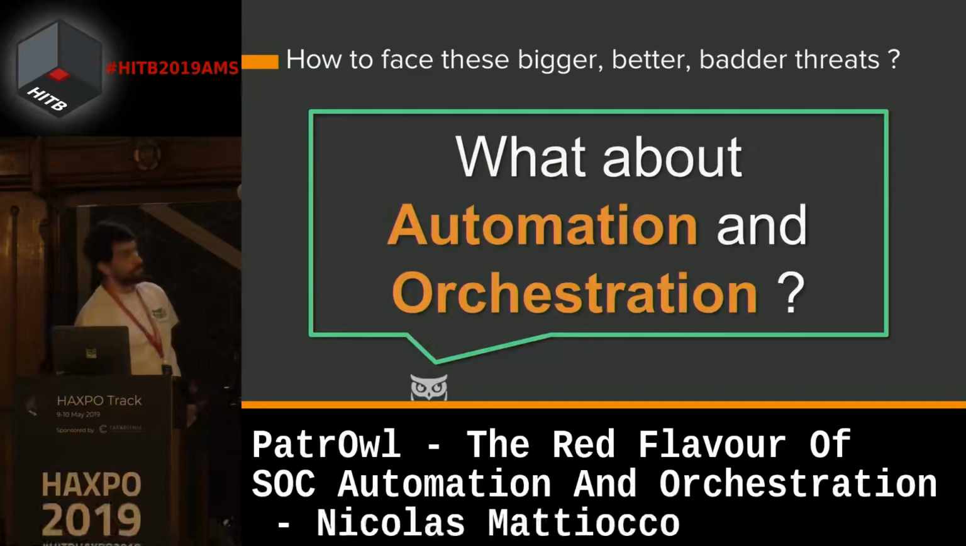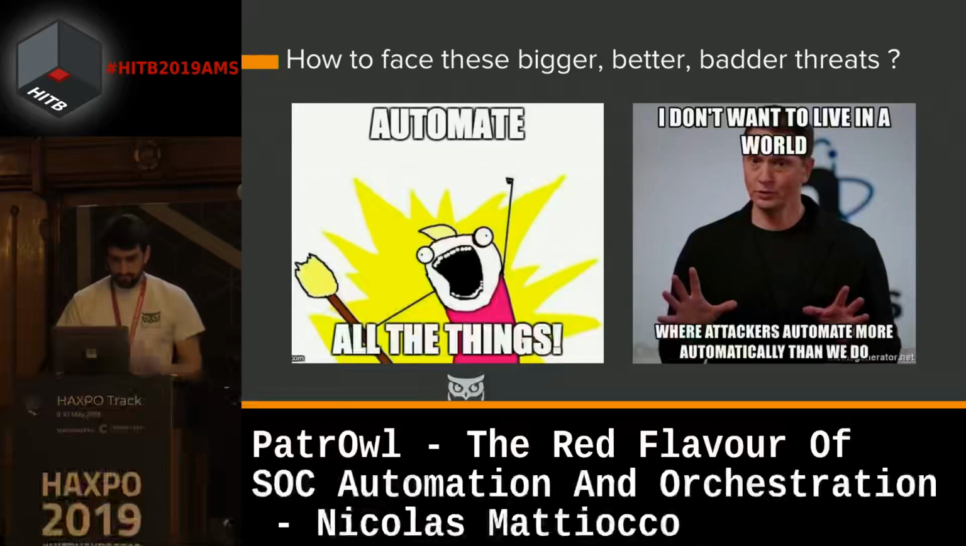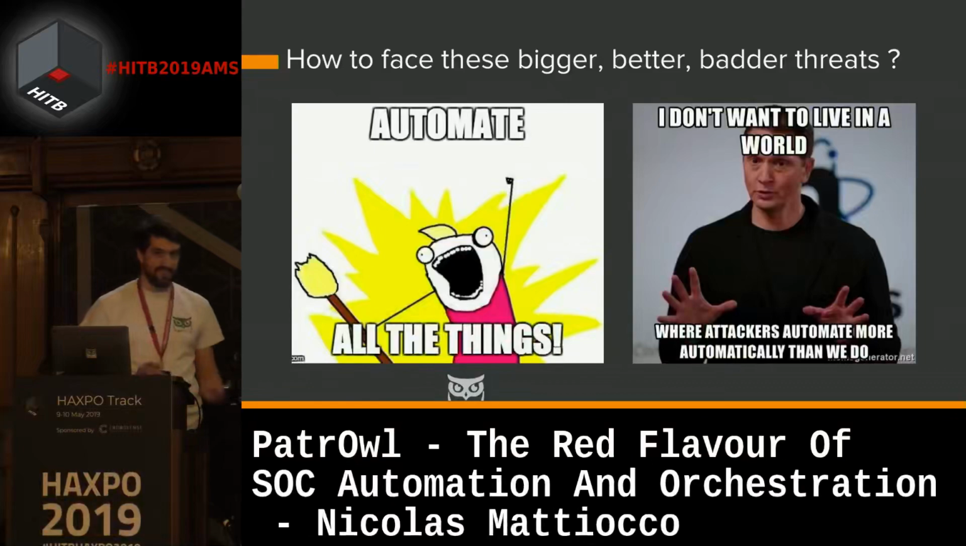So we think about automation and orchestration. The difference between these two terms: automation is setting up a single task to run, and orchestration is about coordination of automated tasks. And we want to automate things, because attackers do automation too.